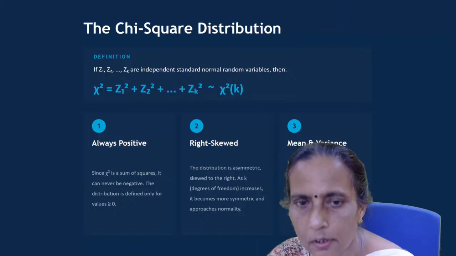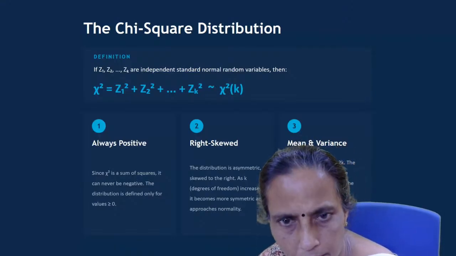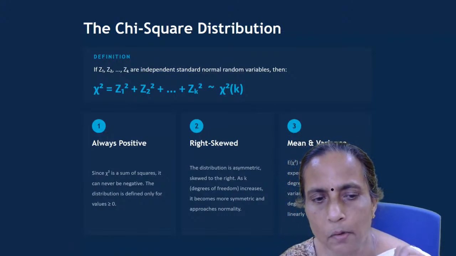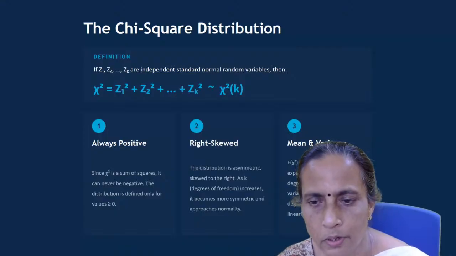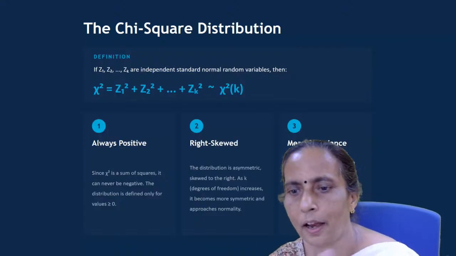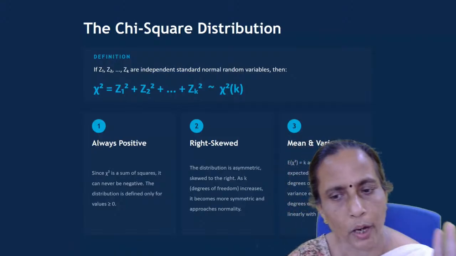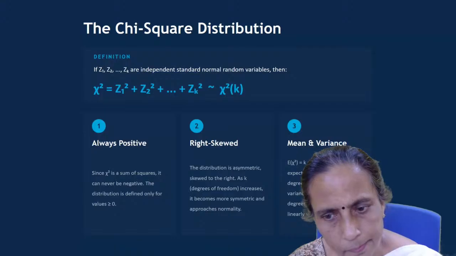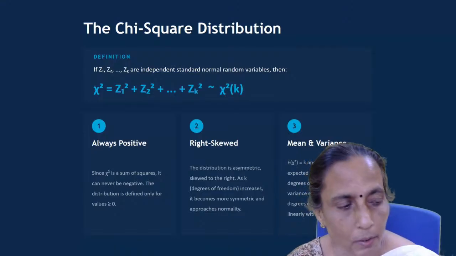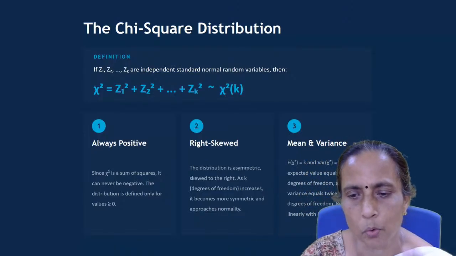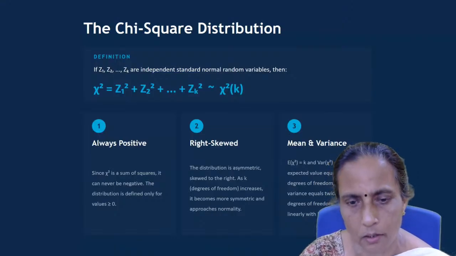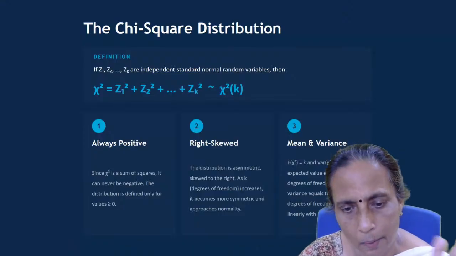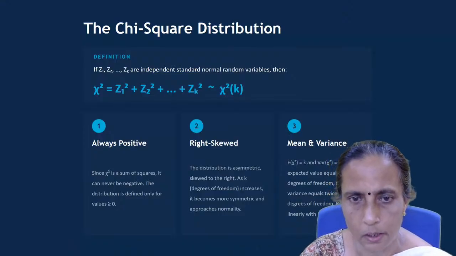The mean or expectation of chi-square is equal to k, that is, the degrees of freedom or the number of observations in a sample, and the variance of chi-square is equal to 2k. The expected value equals the degrees of freedom and the variance equals twice the degrees of freedom. Both grow linearly with k. So as k becomes large, the chi-square distribution will approach the bell-shaped or normal distribution.